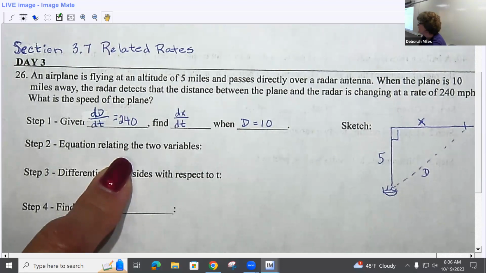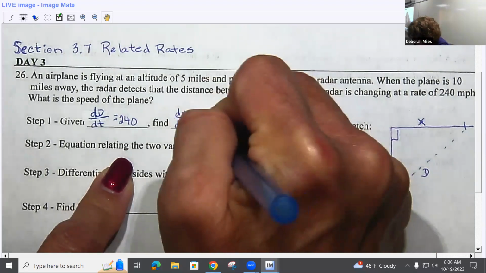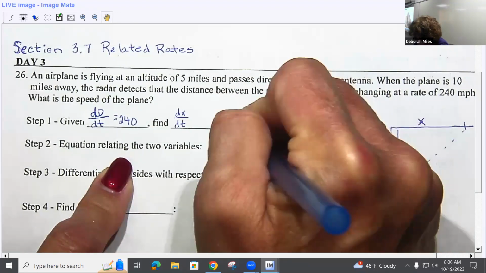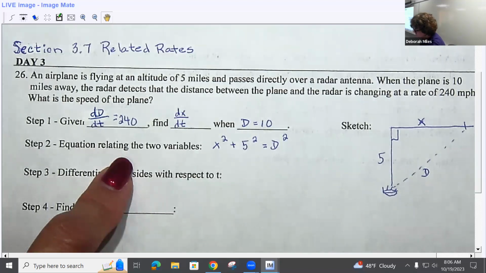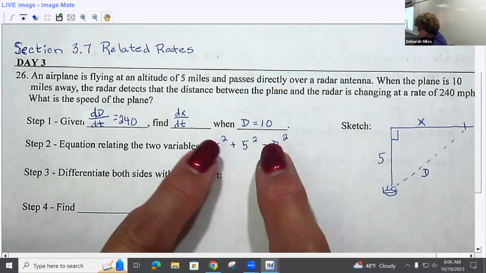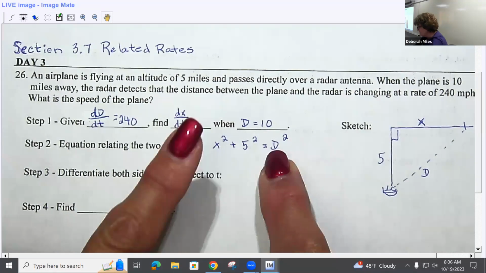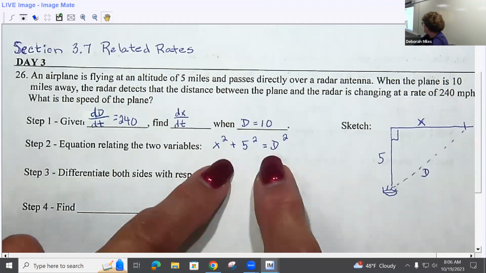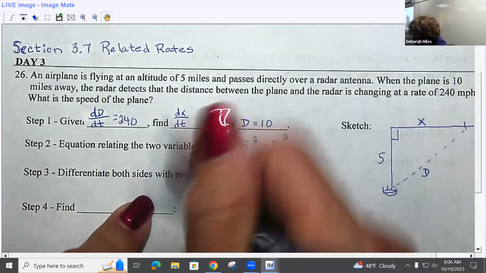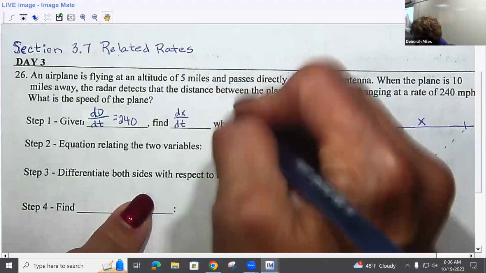Leg squared plus leg squared equals hypotenuse squared. And once we have that equation in terms of only the variables that were given or the variables that we're looking for, let me say that better, the rates that were given or the rates that we're looking for, then we can differentiate. So differentiate both sides with respect to time.